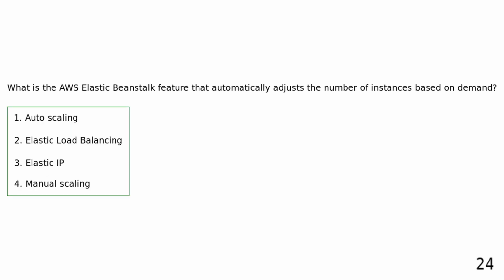What is the AWS Elastic Beanstalk feature that automatically adjusts the number of instances based on demand? Auto-scaling. Elastic load balancing. Elastic IP. Manual scaling. Auto-scaling in Elastic Beanstalk adjusts the number of instances automatically based on demand.